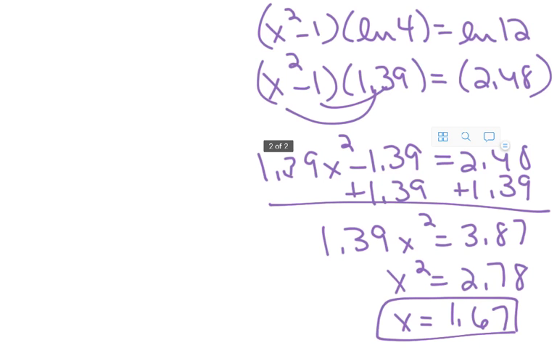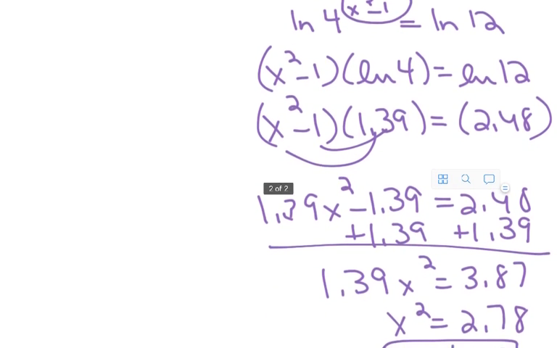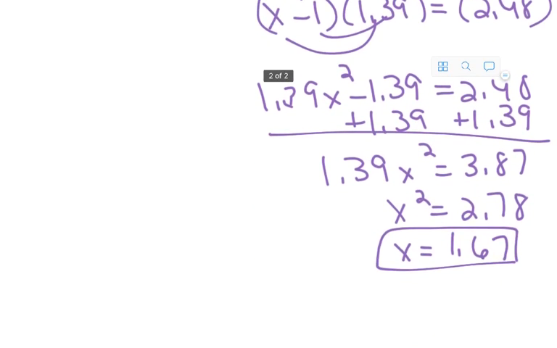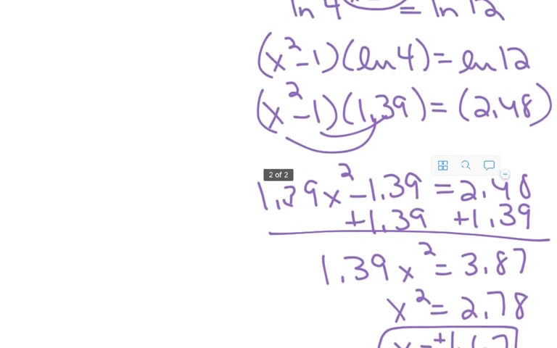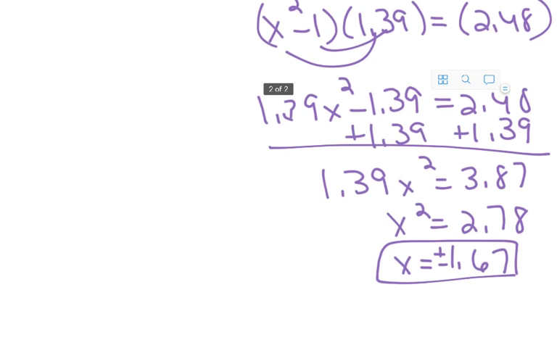Now, usually when we take the square root, we write plus or minus. And the reason I can write plus or minus here is because when I plug that in for x and I square it, I'm going to get a positive. So technically, the answer is positive or negative 1.67.